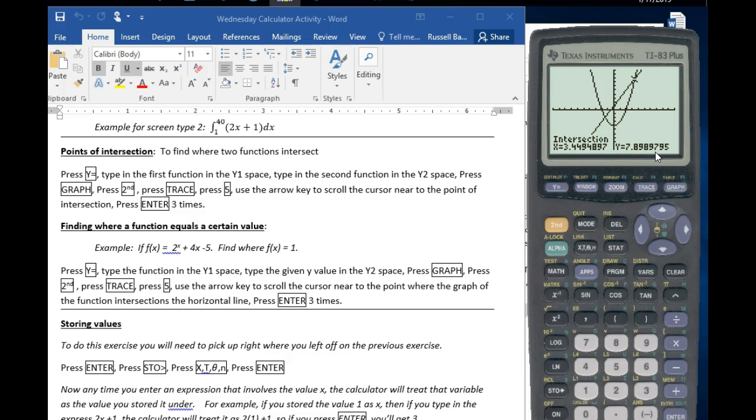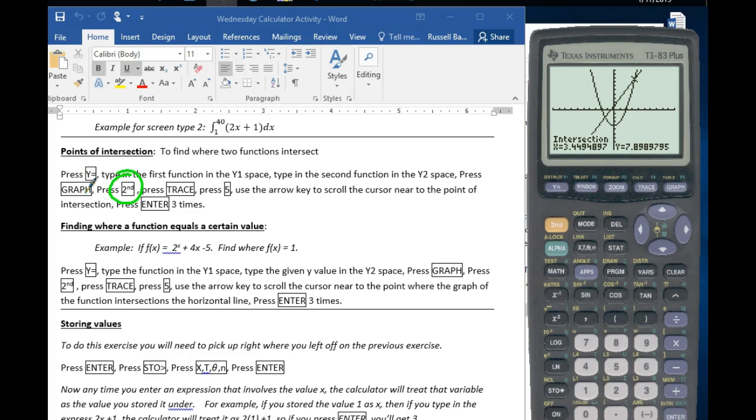If you wanted to find where the other one crosses, you would just repeat that process, starting at this step where you press second. You would push second, trace, intersect, scroll next to that point, and enter 3 times.